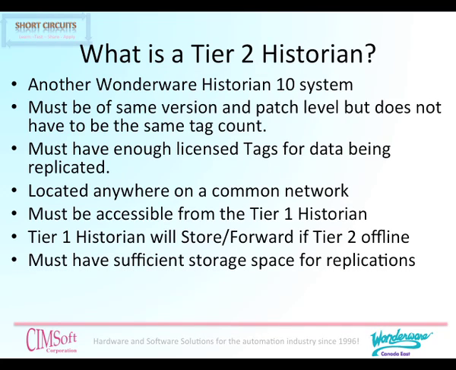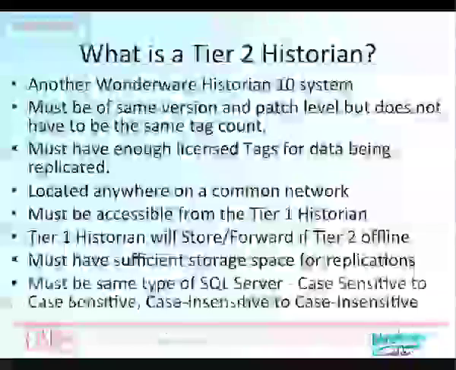The Tier 2 historian must have sufficient storage space for the replications that are being sent up to it, which is to say you have to make sure that you're not going to run out of disk space when you start replicating data to your Tier 2 historian.